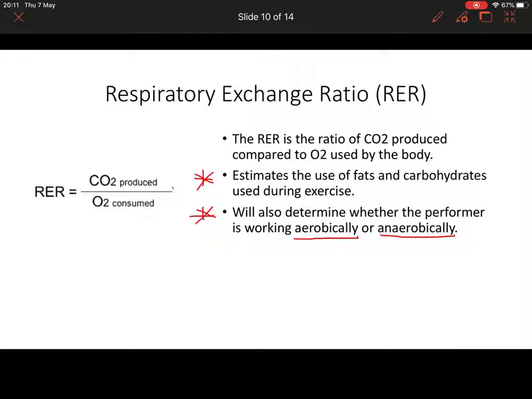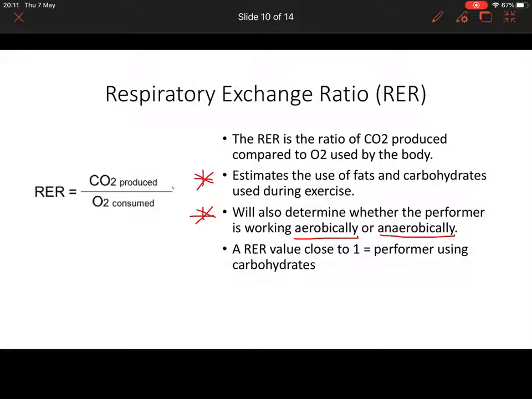Now I mentioned this briefly when we looked at factors affecting the rate of lactate accumulation, that there were 2 RER values to learn. Okay, the closer to 1, I would learn it as 1. If your RER value comes out as 1, you are predominantly using carbohydrates. The higher your RER value, the more anaerobically you are working. That's something that's really, really important.